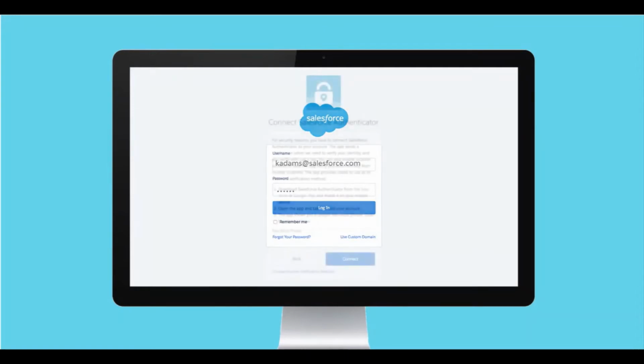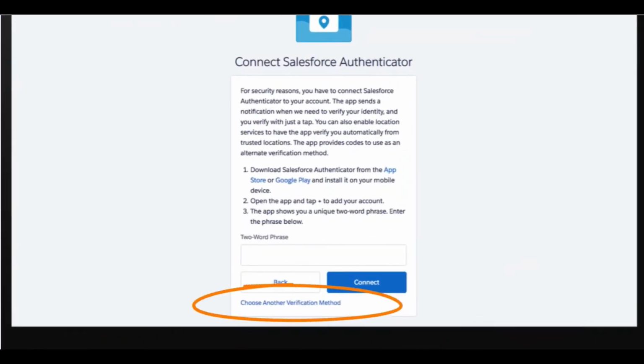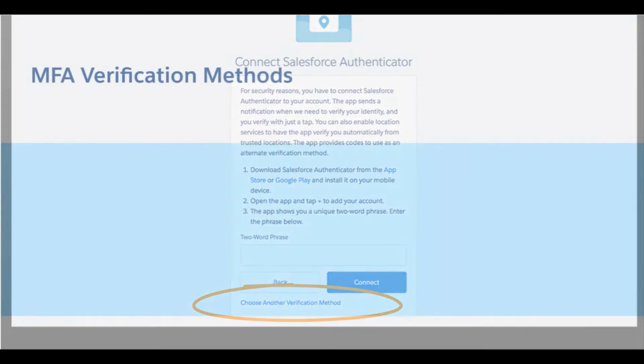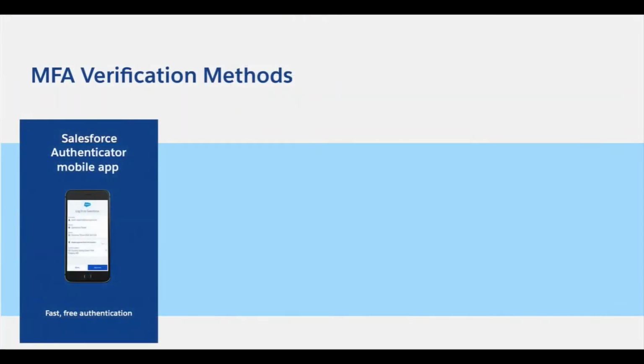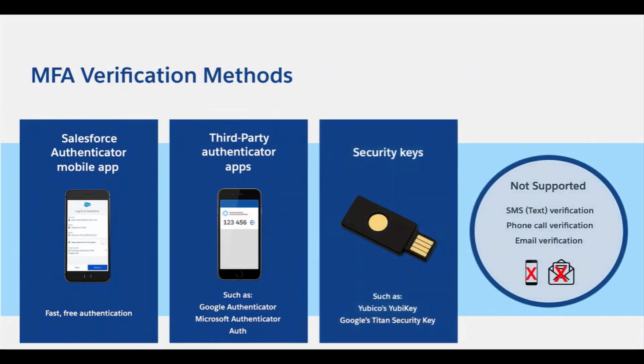The first time Karen logs in after MFA is enabled, she's prompted to register a verification method. She'll use this method as her second authentication factor each time she logs in going forward. Salesforce allows several types of verification methods for MFA, including the Salesforce Authenticator app, third-party time-based one-time password apps like Google Authenticator, and U2F compatible security keys, such as Yubico's YubiKey.